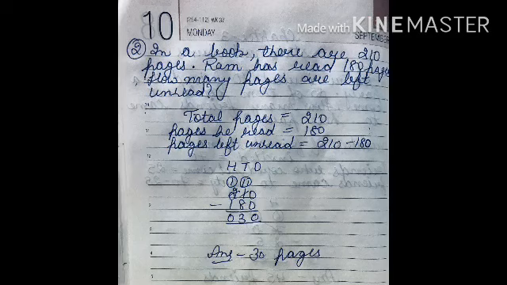Next statement is, in a book there are 210 pages. Ram has read 180 pages. How many pages are left unread?